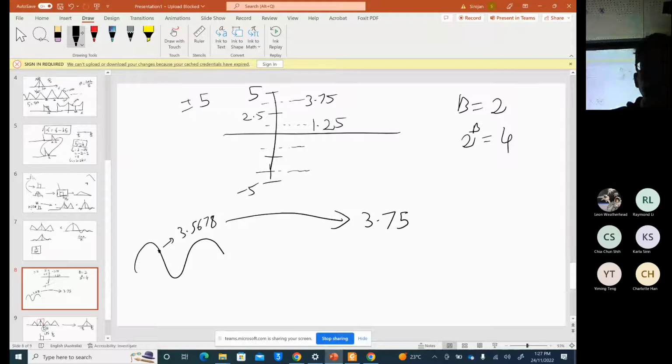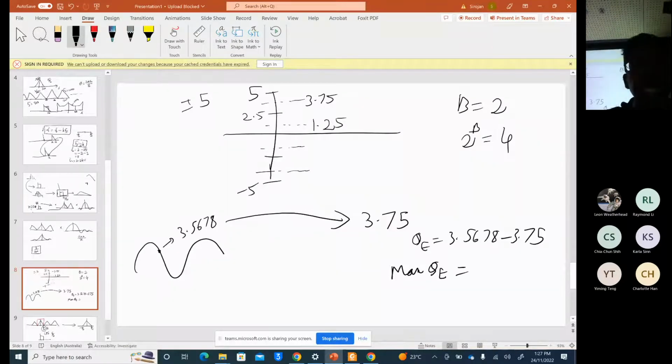And what is the quantization error in this case? It is actual minus quantized value. So quantization error is equal to 3.5678 minus 3.75. Likewise, what is the maximum quantization error you can have? Here the maximum is 1.25. That is delta V divided by 2. So that is the maximum quantization error. And this is the quantization error.